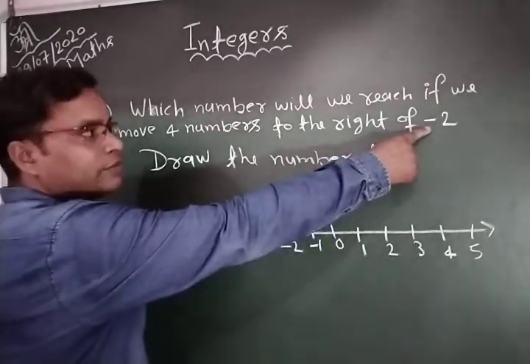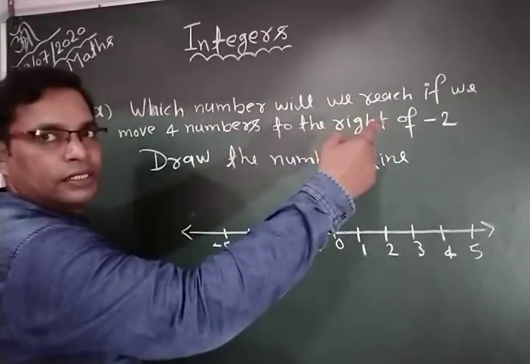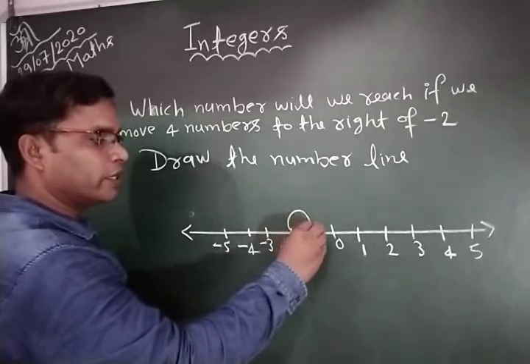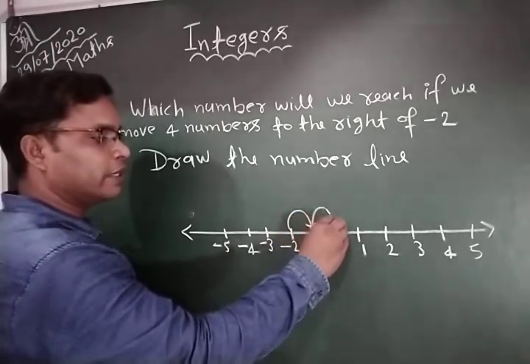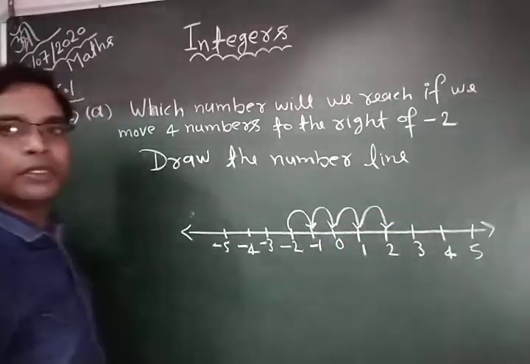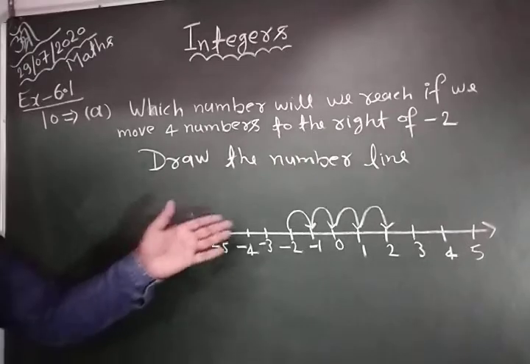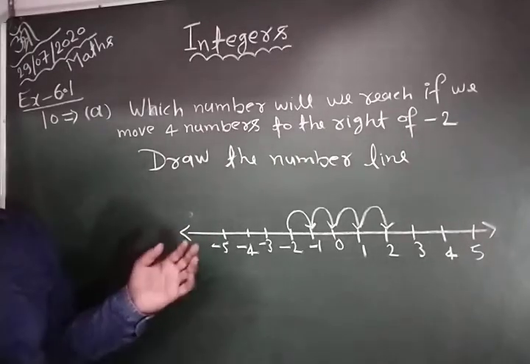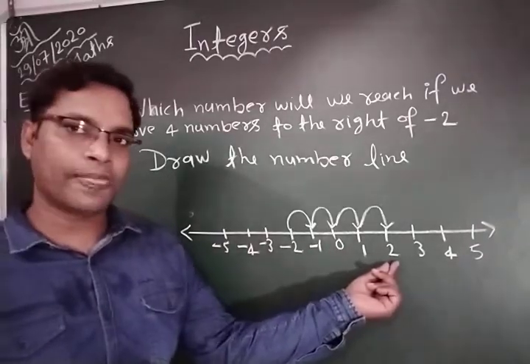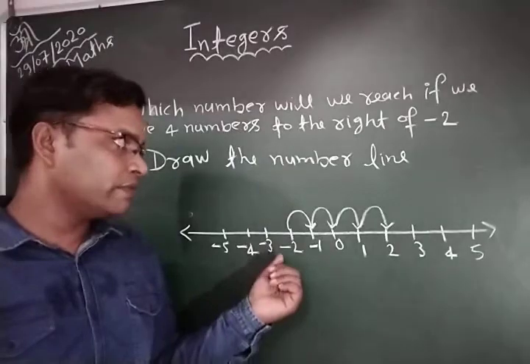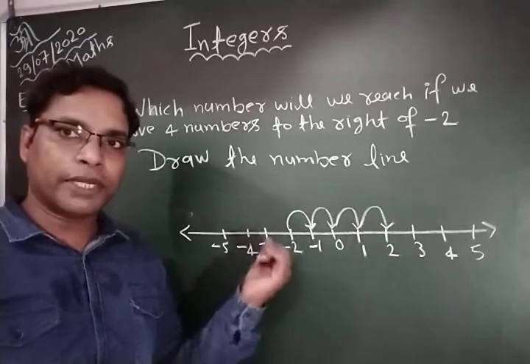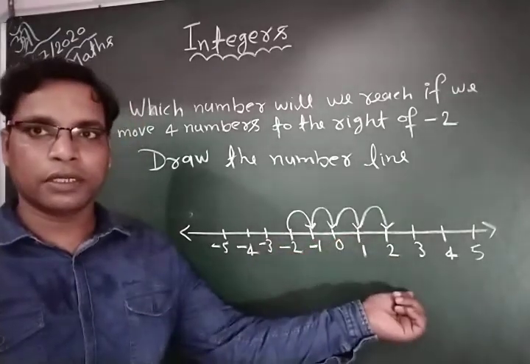Here given minus 2, to the right. How many numbers? 4 numbers. Let's see. 1 number, after this 2 numbers, after this 3 numbers, after this 4 numbers. So where do we reach? You can see this figure. After moving 4 units to the right of minus 2, we reach 2. Okay, you can see this figure. After moving 4 units, 4 numbers to the right of minus 2, we reach 2.